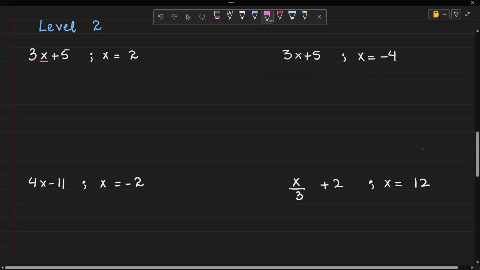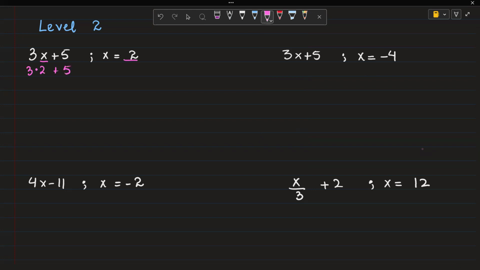Instead of x, I need to write 2. So 3 times 2 plus 5. 3 twos are 6 plus 5. That gives me an answer 11. This is my final answer. Then 3 times x where x is negative 4. So 3 times negative 4 plus 5. You need to follow the order of operations here. 3 times negative 4 is negative 12 plus 5, which gives me a final answer of negative 7.